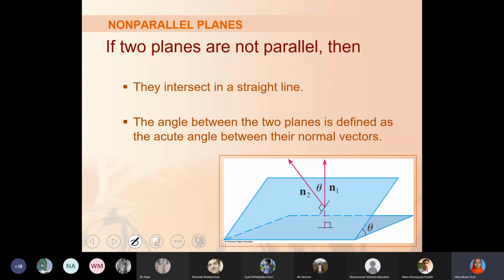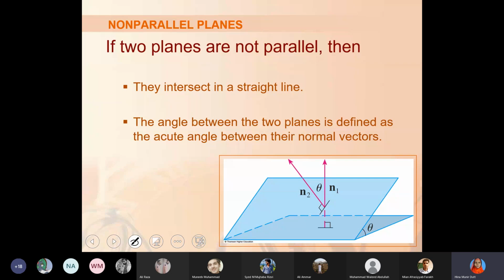So now here we are discussing the case when the planes are not parallel. Then obviously they will intersect in some line, and we have to find the angle between the two planes, and we have to find the line of intersection of the two planes. Now we have two questions: find the angle between the two planes, and find the line of intersection of the two planes if the planes are not parallel. If the planes are parallel, obviously their angle is 0 degrees and there will be no intersection.